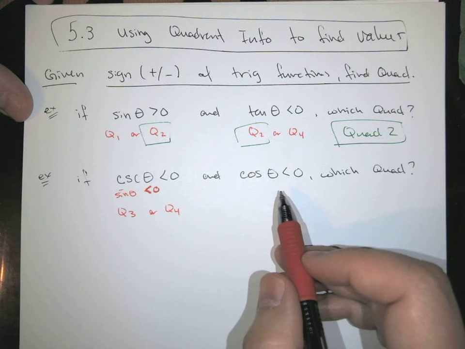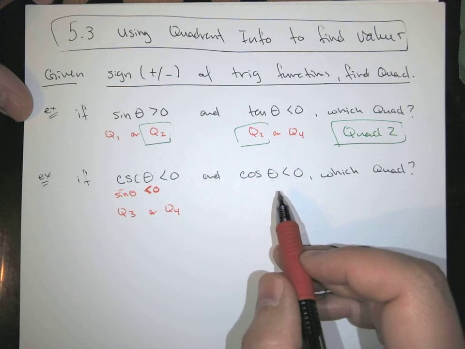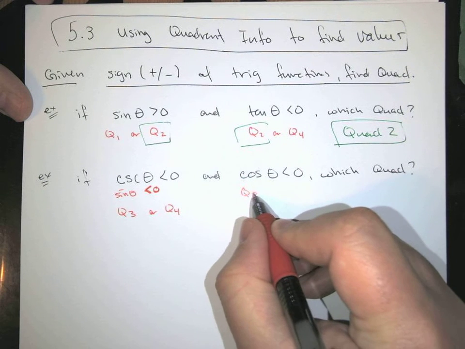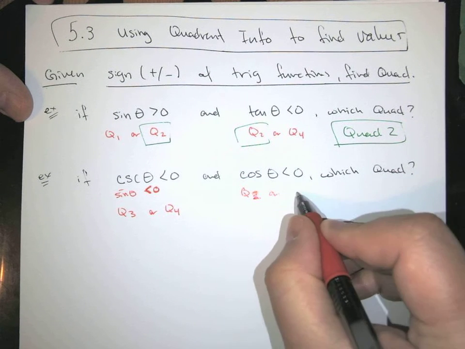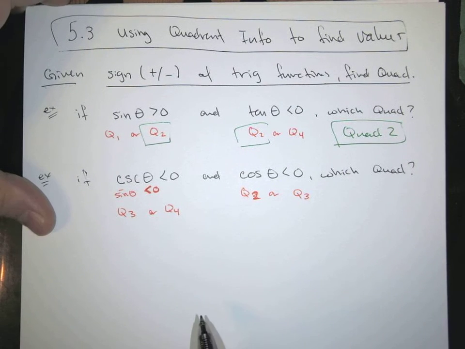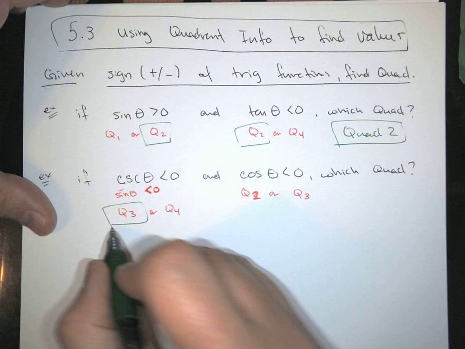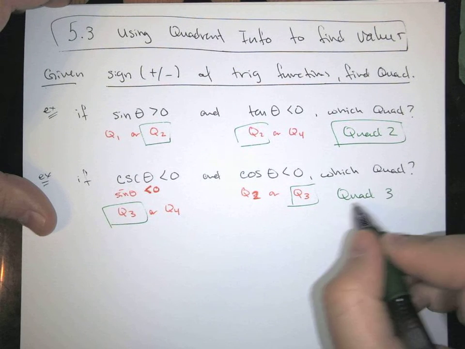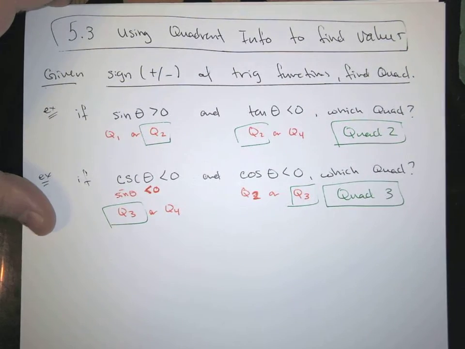Cosine, one of our big 3, is also negative. That syncs up with our x values, so the x values will be negative in quadrant 2 or quadrant 3. So, ladies and gentlemen, which quadrant fits both of these categories? It's got to be quadrant 3. The only place where both of these things are happening is quadrant 3.